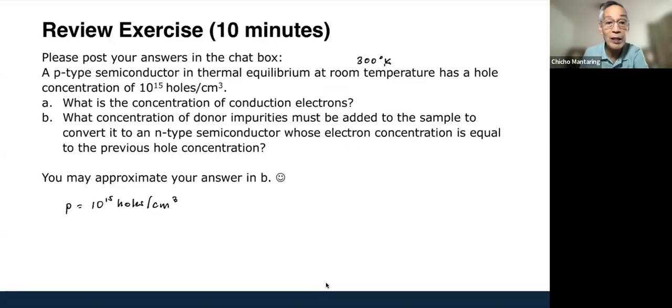I could have asked the question, what is the concentration of electrons? Alam na nyo, I mean conduction electrons. Pero sa ngayon, linagay ko pa rin conduction electrons. So the question is, ito letter A, what is N? What formula can I use to solve for N? Anyone? Just shout it out.